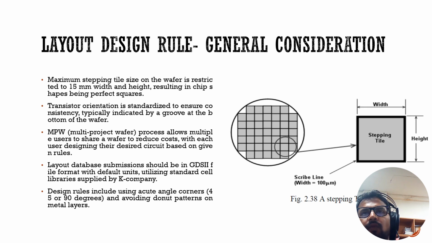Now we have multi-project wafer. Processes allow multiple users to share a wafer to reduce cost, with each user designing their desired circuit based on given rules. Layout database submissions should be in GDSII file format with default units, utilizing standard cell libraries supplied by K company. Design rules include using corners of 45 or 90 degrees and avoiding donut patterns on metal layers.